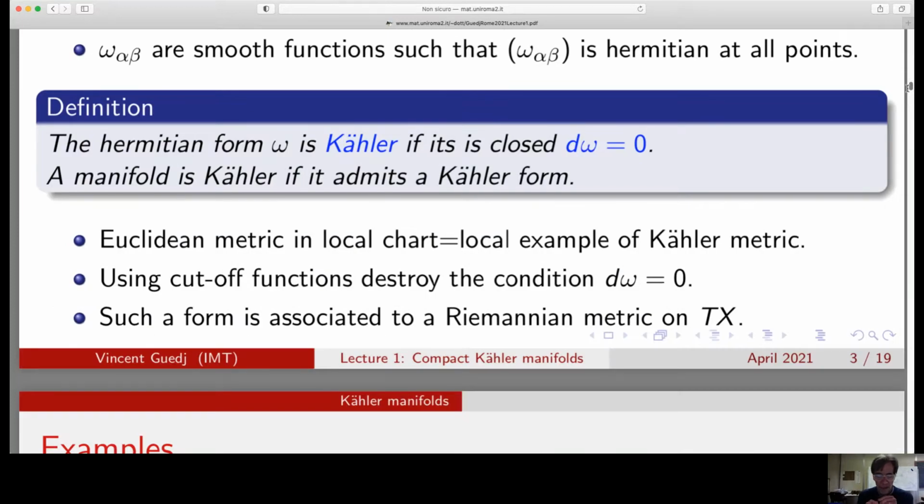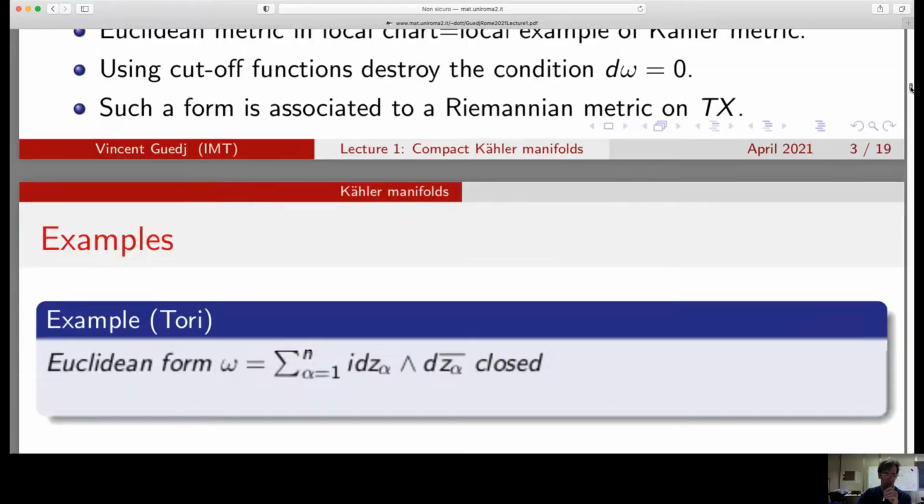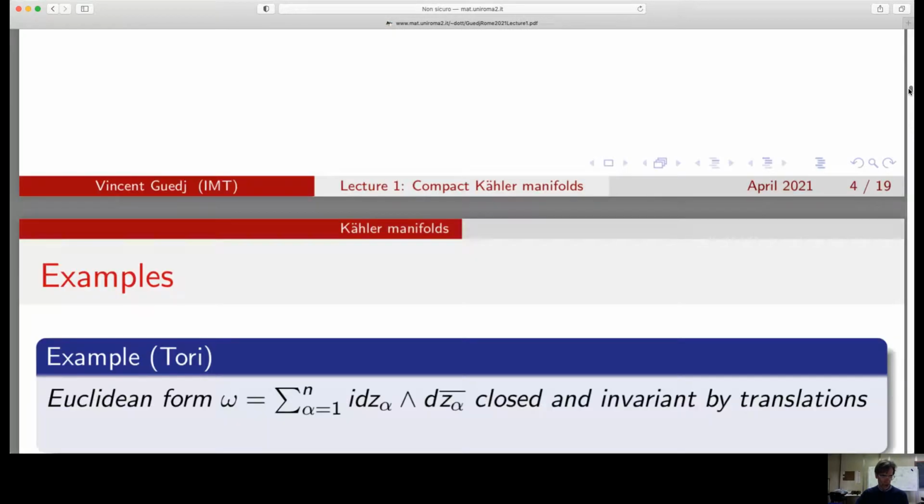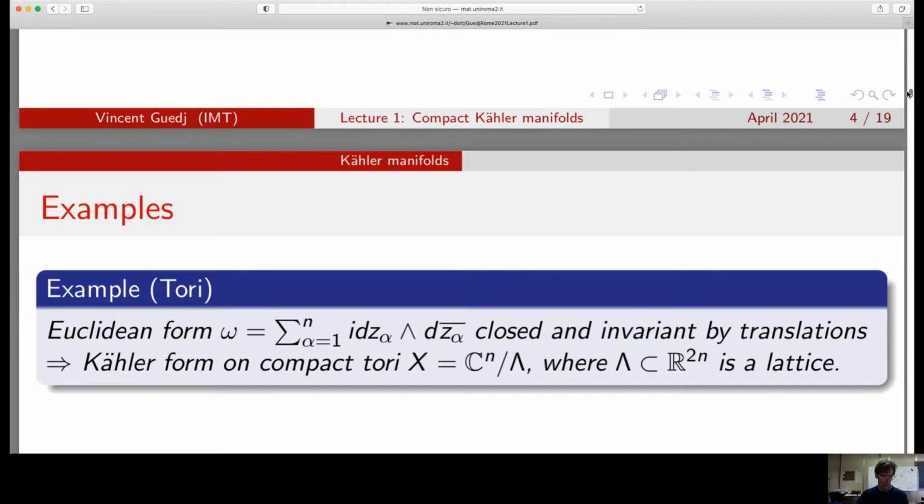For example, the Euclidean metric in any open set of Cn is a Kähler metric. But if you multiply a metric by some function, even a non-negative function or even a positive function, you destroy the Kähler condition. But another example, in the compact case, of a Kähler manifold is tori. The tori are quotients of Cn modulo some lattice. Since this is a holomorphic covering map, and the covering transformations are translations, the Kähler metric in Cn is invariant, and then you can push down the Kähler metric to the quotient, which is the torus. So the torus with the flat metric is an example of a Kähler manifold.